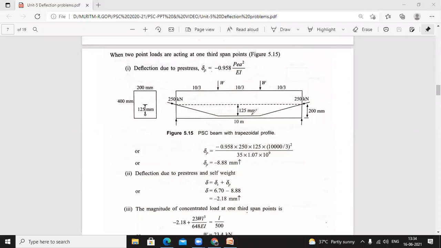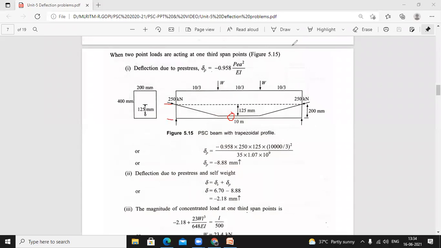Okay, so soffit means bottom. The cable is located 75 mm from the soffit. That means from the bottom. So this gap between the cable and the bottom of the beam is 75 mm. From here to here is 200 mm. So 200 minus 75, we got 125 mm. Okay.